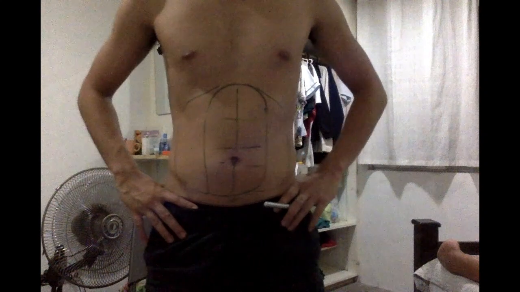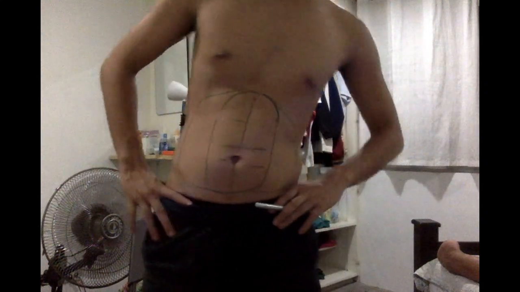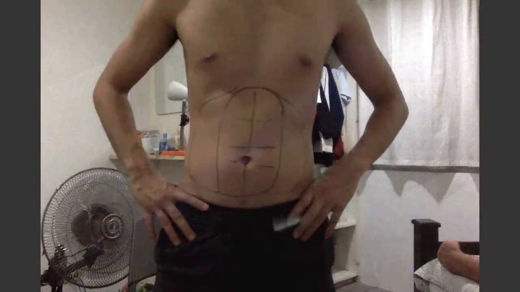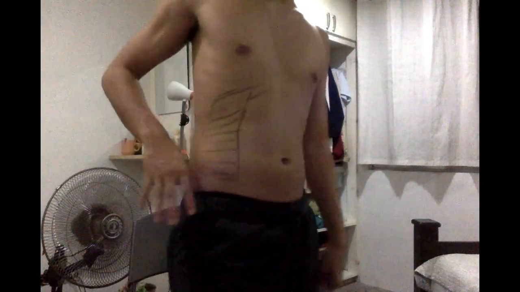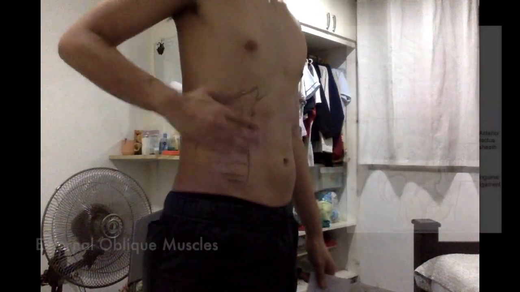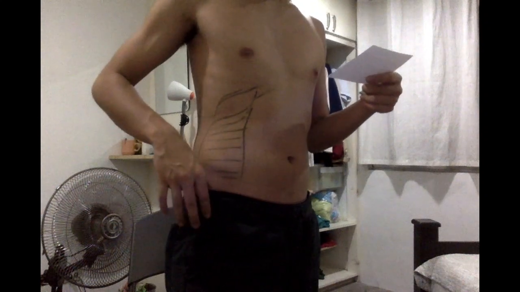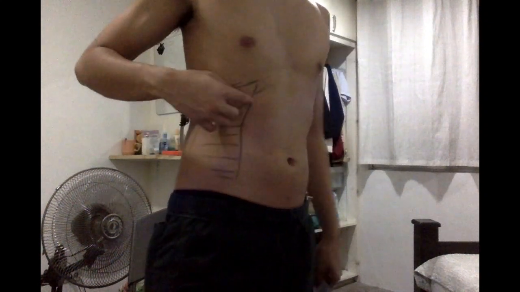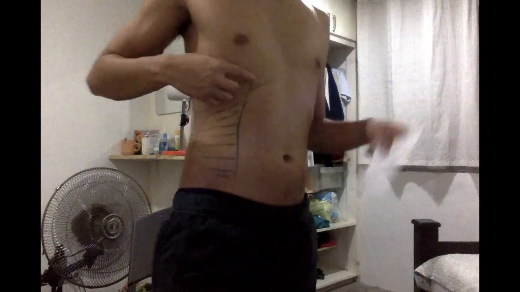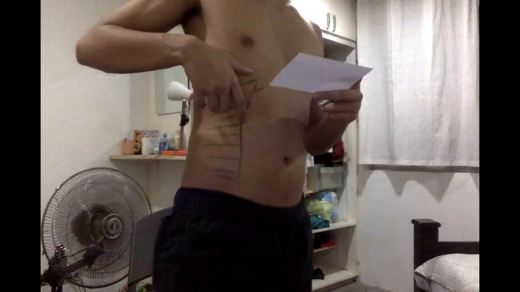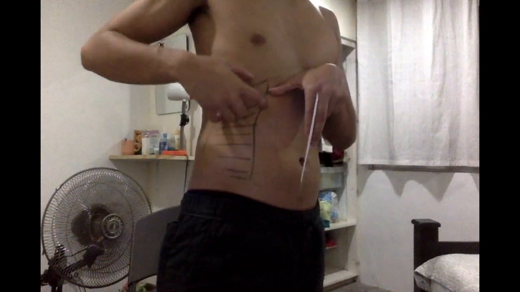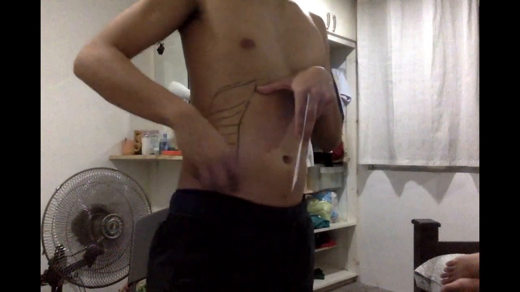It's also responsible when you laterally flex the trunk, so you move side to side. Next up, we have the external abdominal oblique muscles, which can be located here. It's said that the muscle is very superficial. So its origin is in the lower outer surface of ribs 5 through 12. So, dito siya banda, the origin niya. And its insertion is in the iliac spine and pubic bone. So, it goes all the way down here. Dito siya.